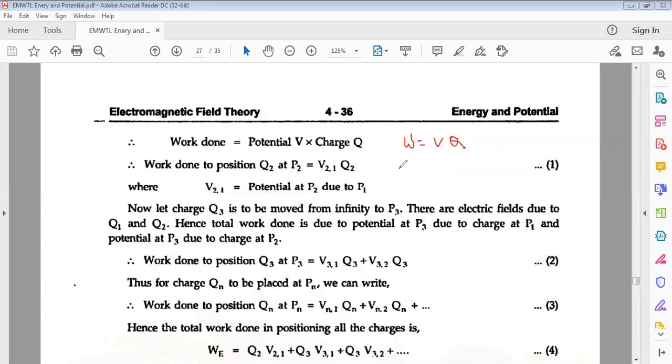The work done in positioning Q2, whenever Q2 is placed at the point P2, the potential due to Q1, the force exerted on Q2, is V21 times Q2, where V21 is the potential at P2 due to Q1. It means a force is exerted on Q2 due to Q1.